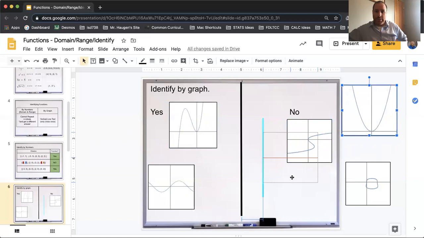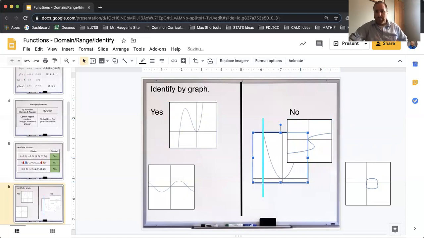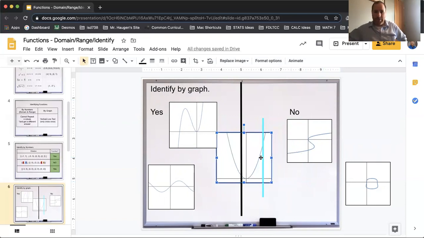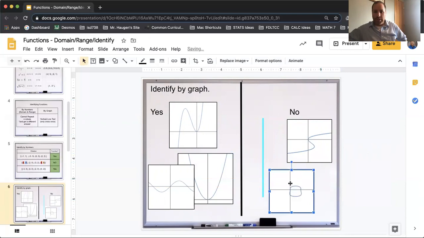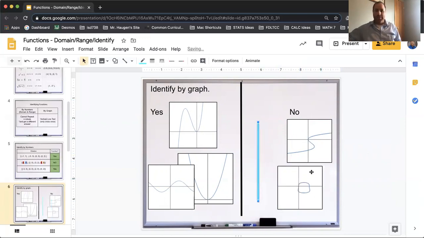And then we can check the other two. We can check this one. We would scan across there and see, oh yep, that only ever gets hit one time by a vertical line. So that one is a function. And this weird blob looking thing for sure is not a function because I could stick a vertical line right there and it hits it more than once. So this one is not a function. That's how you identify things graphically to tell whether they are functions or not, because they have to pass the vertical line test. So that's the main stuff for today.